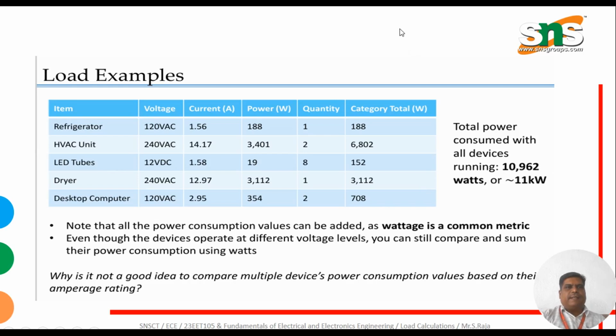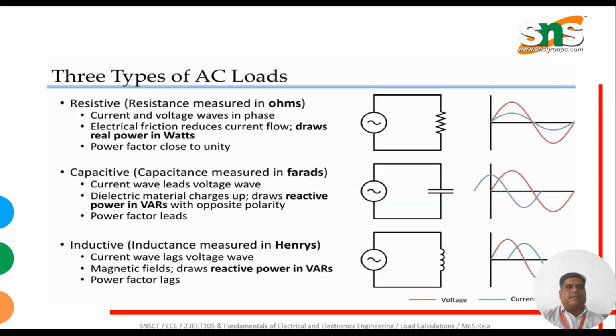Load example. The refrigerator works on 120 VAC, the HVAC unit works on 240 VAC, LED tube lights work on 12 volts DC, a dryer works on 12 volts AC, and a desktop computer works on 120 volts AC. Note that all power consumption values can be added as wattage is a common metric. Even though the devices operate at different voltage levels, you can still compare and sum their power consumption using watts.